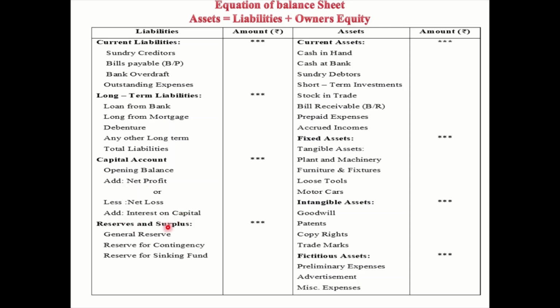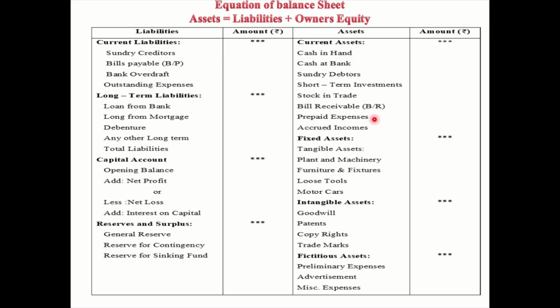Then reserve and surplus, that is general reserve, reserve for contingencies, reserve for sinking fund. The profit generated for the business is divided into two parts: some part is distributed among the shareholders in the form of dividend and some part is reserved for the business, that is reserve and surplus. This is all about the balance sheet, pro forma, and all the components of the balance sheet.